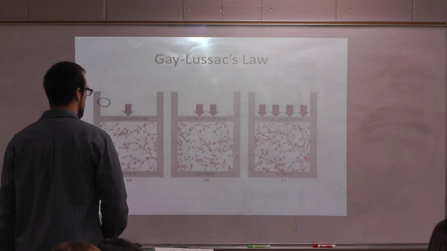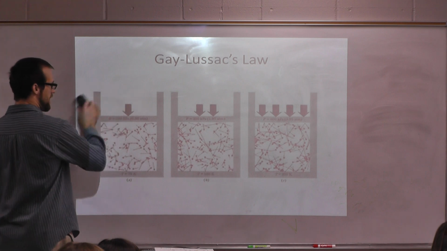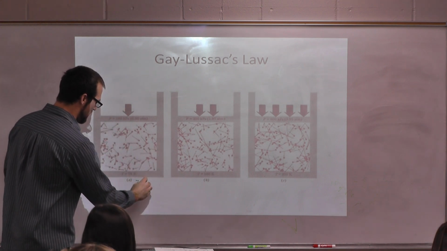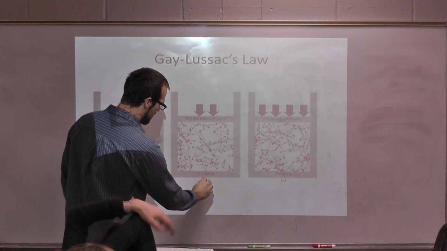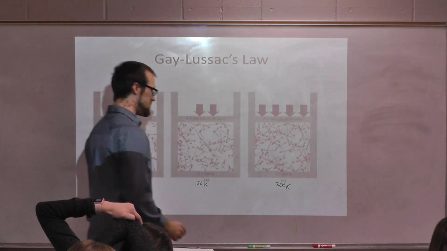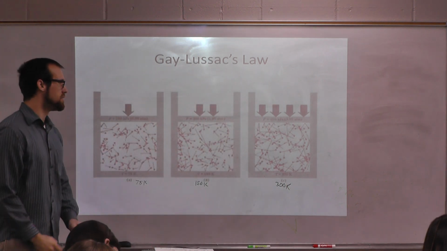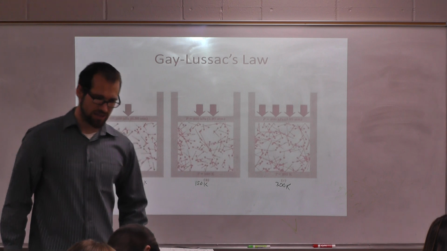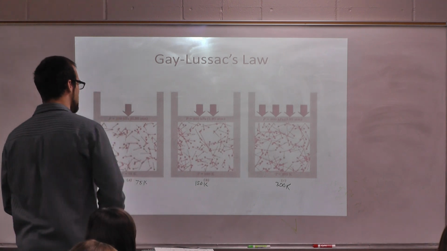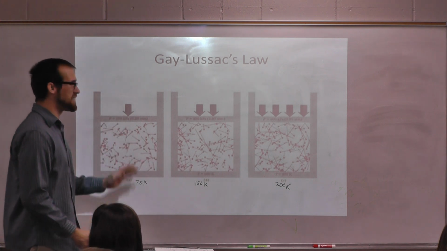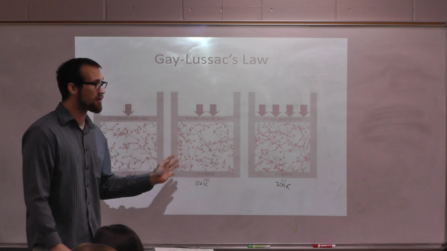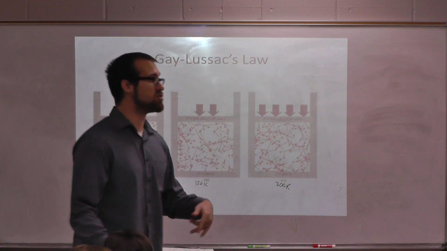Here's a visual, it's kinda hard to see. I think this says 75 Kelvin, this says 150 Kelvin, this says 300 Kelvin. So what's happening from left to right? Temperature goes up, pressure is increasing. Notice what didn't change. Volume. Okay, so what this is saying is in order to keep the volume constant, because we know that increased temperature is going to increase the volume from whose law?